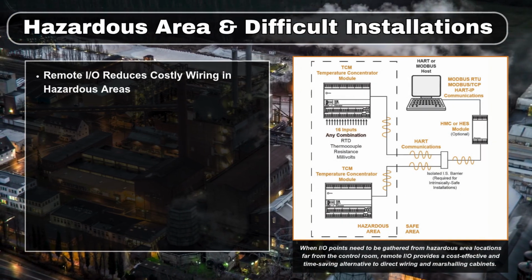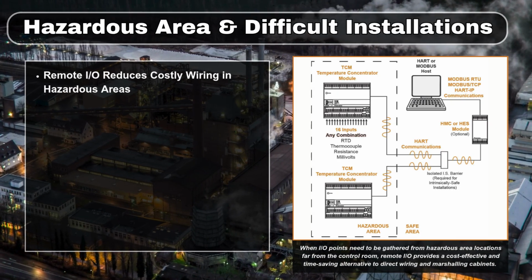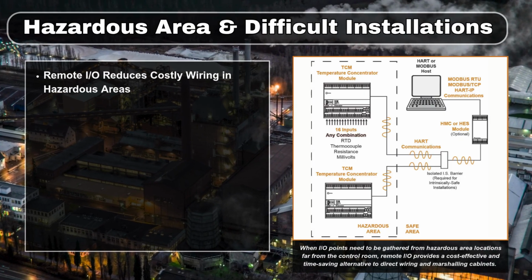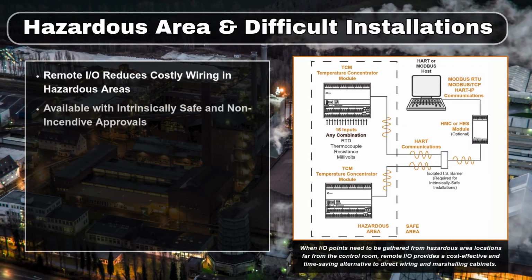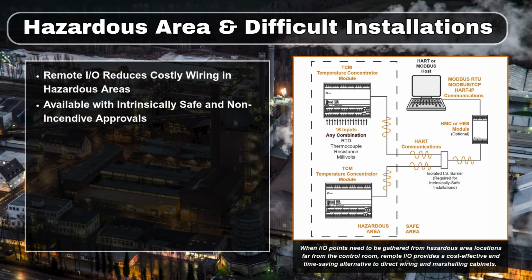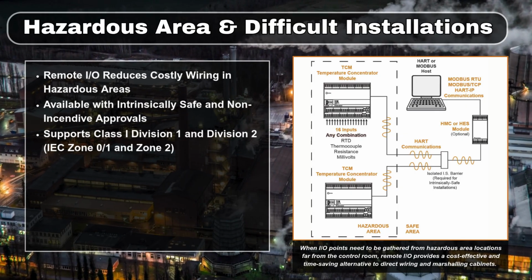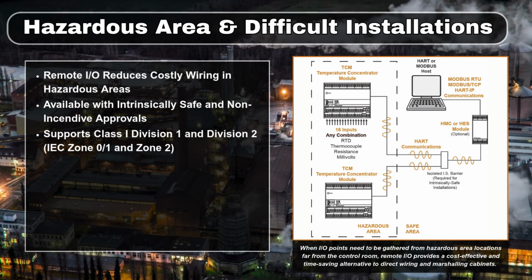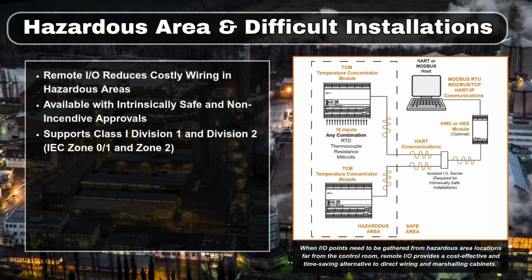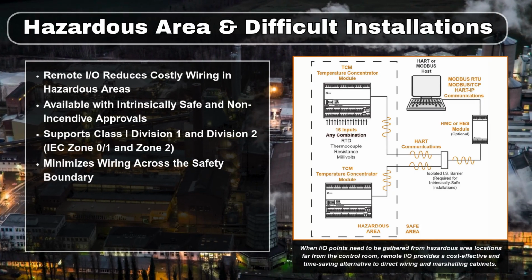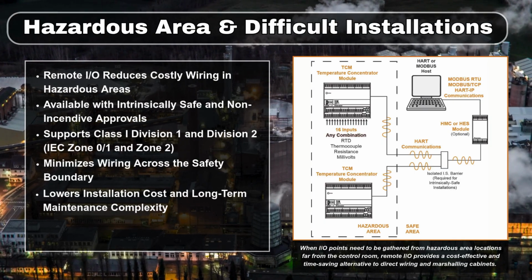Remote I/O is especially valuable in hazardous plant areas, where running large amounts of field wiring to a safe area marshalling cabinet is both costly and complex. Remote I/O products designed for hazardous locations are available with intrinsically safe and non-incendive approvals for Class 1, Division 1, and Division 2 areas, corresponding to IEC Zone 0, 1, and Zone 2 classifications. By placing approved remote I/O hardware directly in or near the hazardous area, the amount of wiring that needs to cross the safety boundary is dramatically reduced, lowering both installation cost and long-term maintenance complexity.